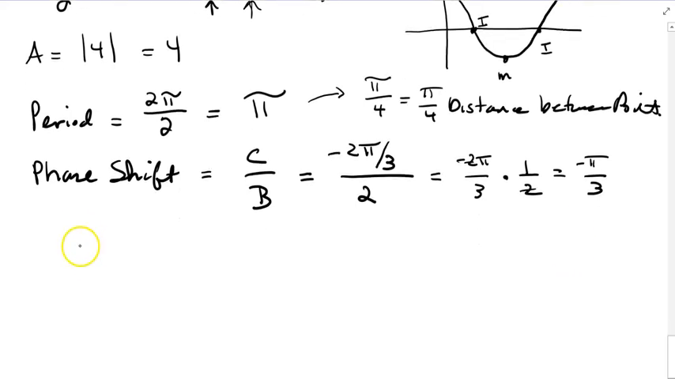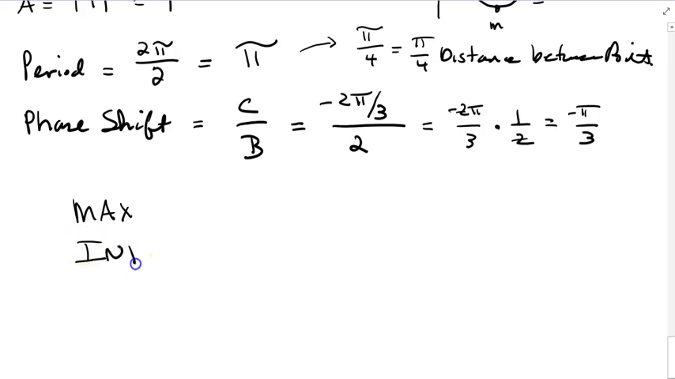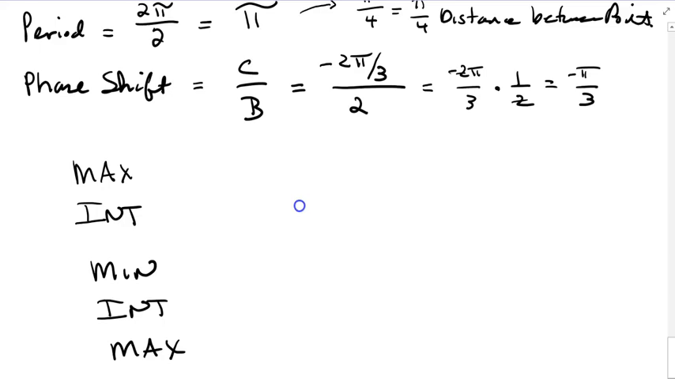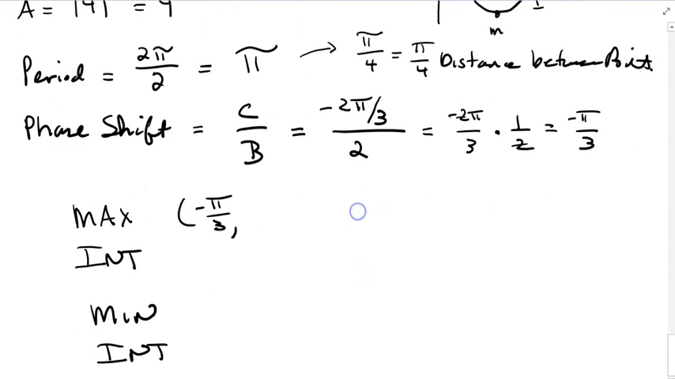So let's start. Well, our positive cosine graph starts at the max, then has an intercept, then has a minimum value, an intercept, and ends again on a max. Keeping in mind, this is not your complete graph. This is just one cycle. So we start where our phase shift is, negative pi over 3. It's going to be our x value. Pay attention to your amplitude. We're not going to 1 in this case. We're going to 4.